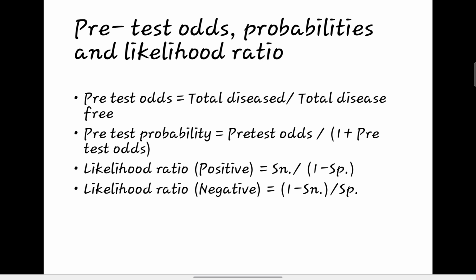Likelihood ratio is defined as the chance or probability that the person has or does not have a given disease. That is given by likelihood ratio positive as the formula sensitivity by 1 minus specificity, and the likelihood ratio negative given by 1 minus sensitivity by specificity.